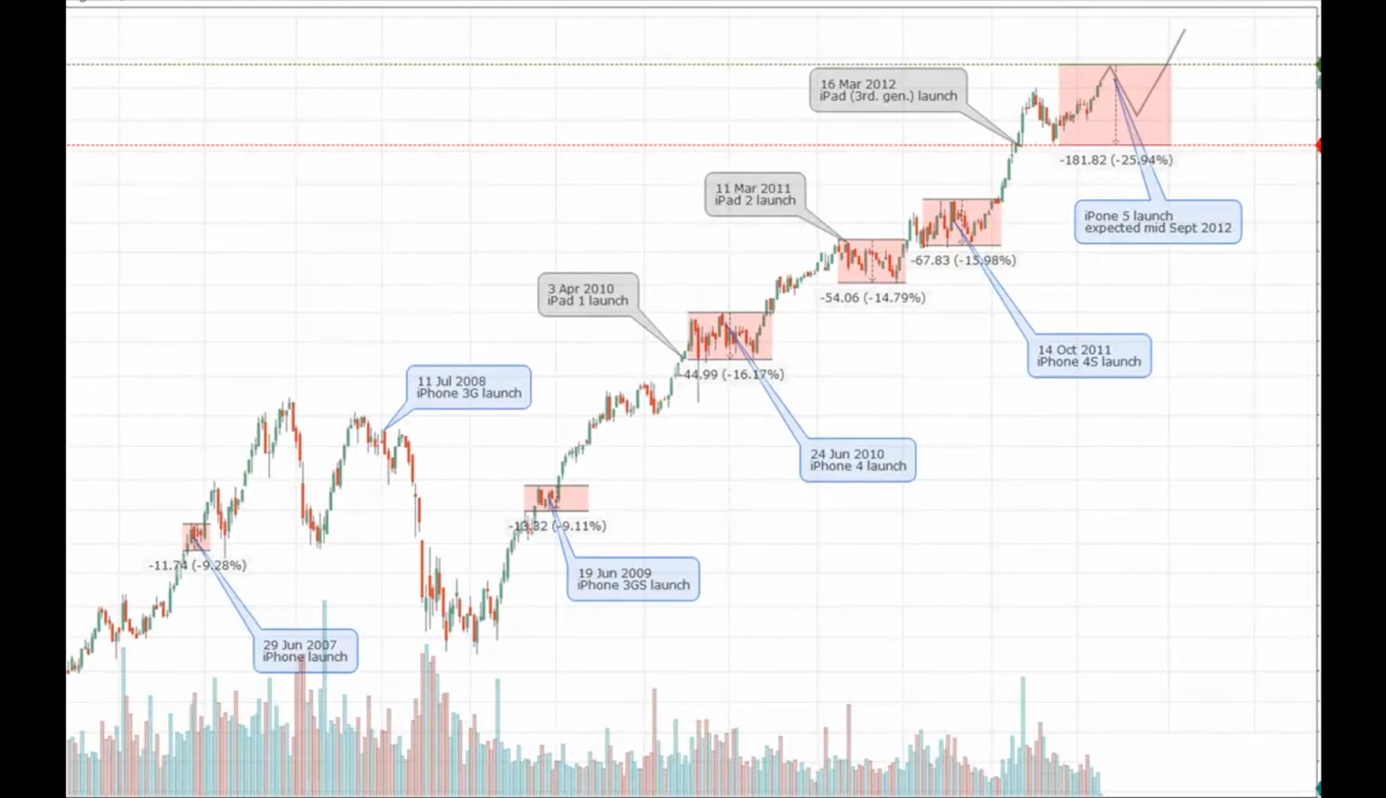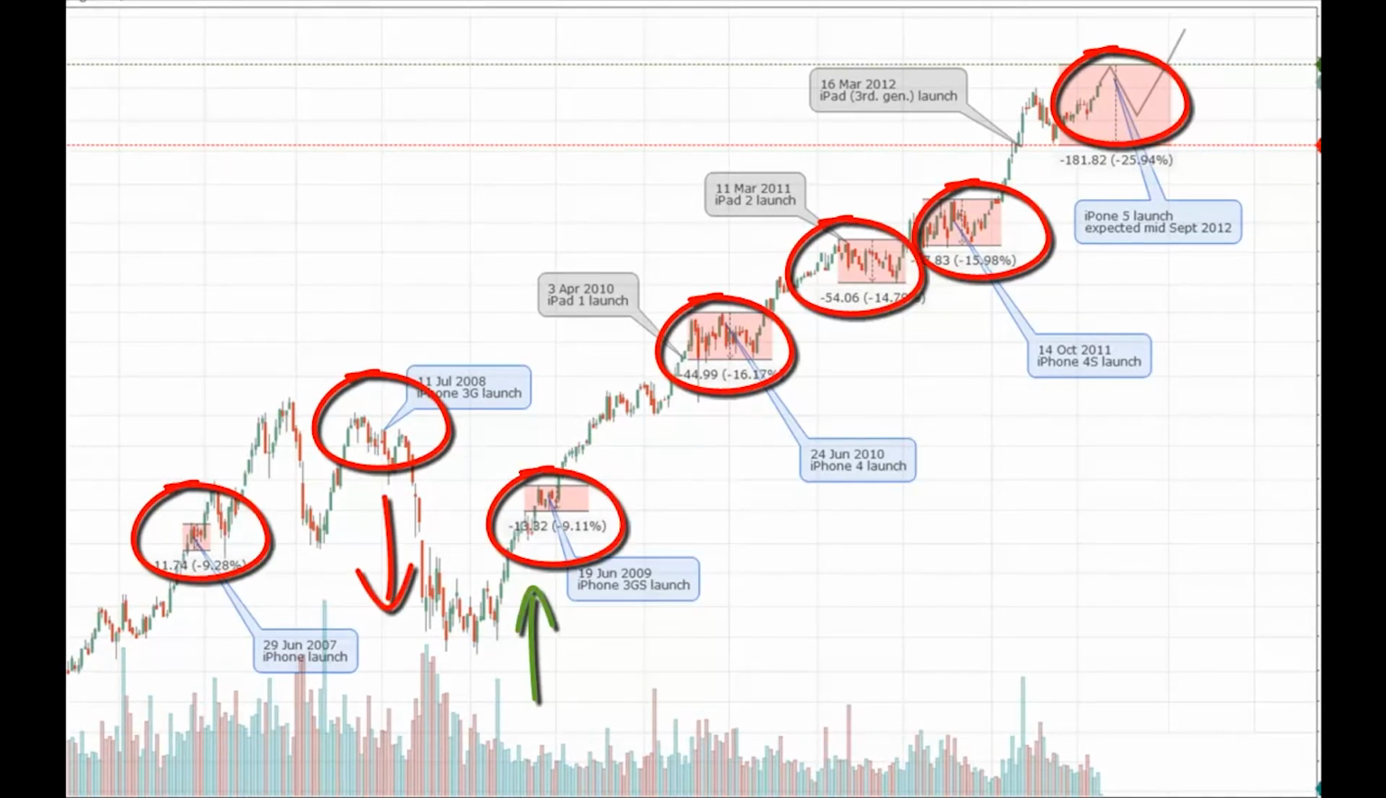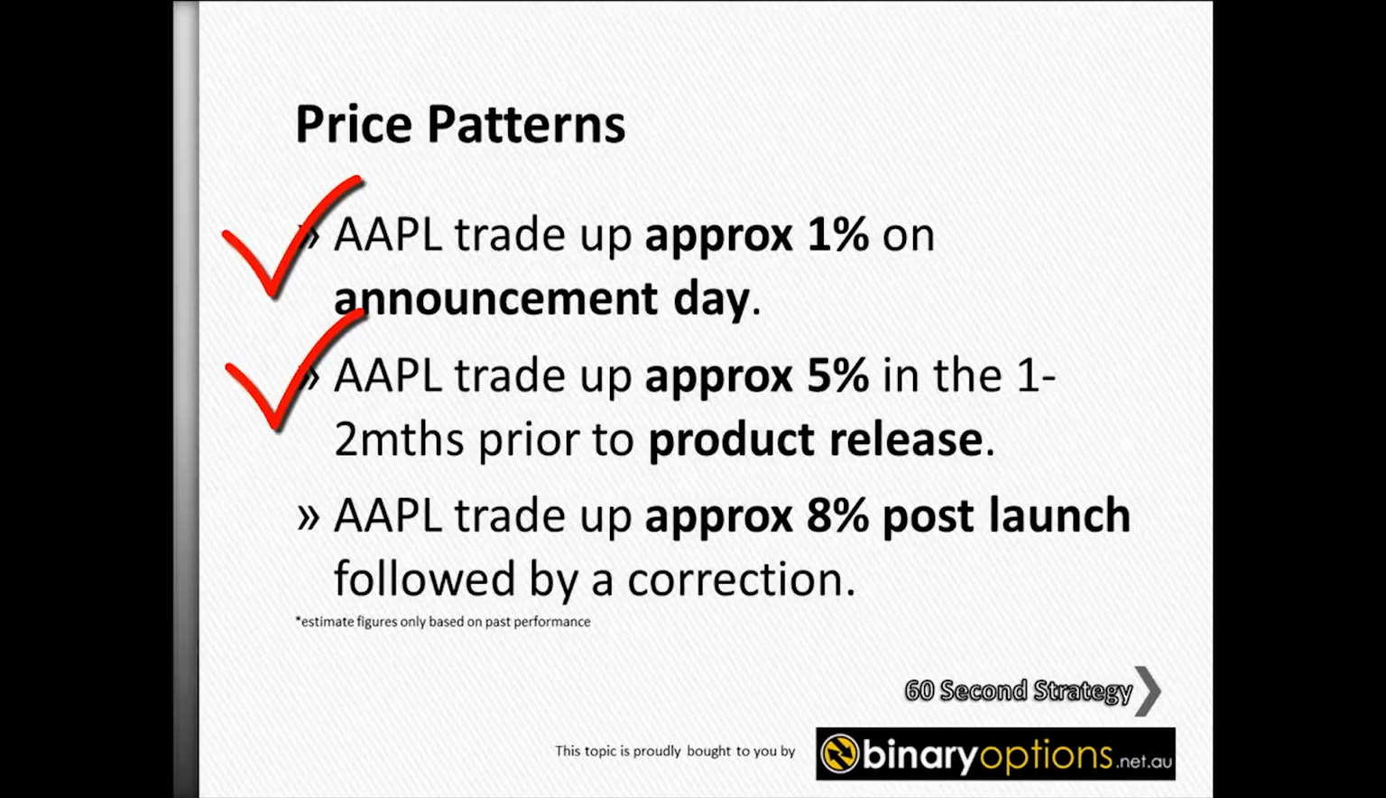Finally, on the actual day and often the week following the product release, the Apple share price historically breaks out from the trend and can peak up to 8%, followed closely by a price retracement and subsequent return to the general price trend.